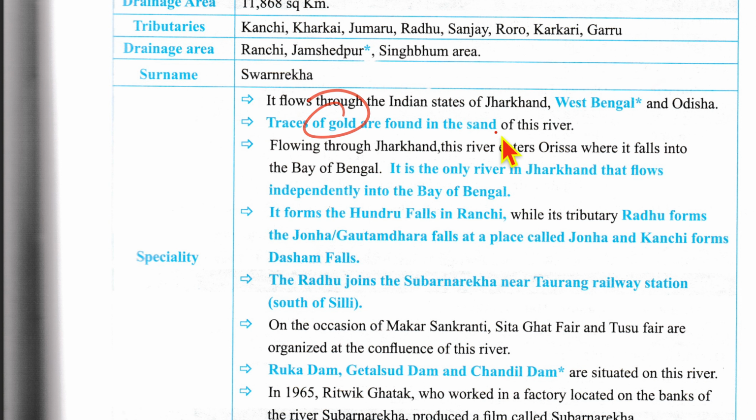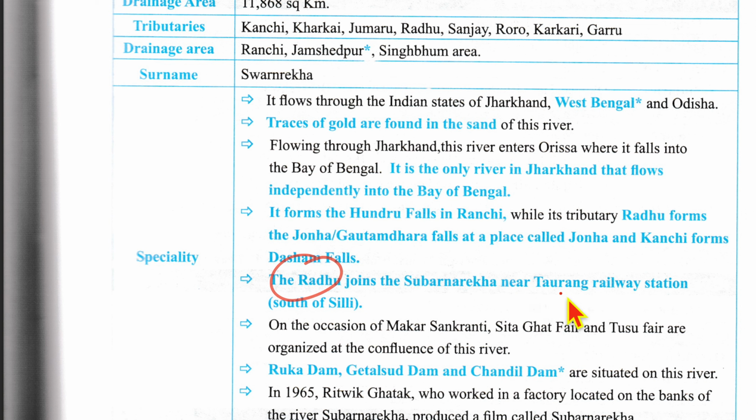Now its speciality is that it flows through the Indian states of Jharkhand, West Bengal and Odisha. Traces of gold are found in the sand of this river. Flowing through Jharkhand, this river enters Odisha where it falls into the Bay of Bengal. It is the only river in Jharkhand that flows independently into the Bay of Bengal. It forms the Hundru Fall in Ranchi, while its tributary Randu forms the Jona or Gautam Dhara Fall at a place called Jona, and Kanchi forms Dasham Fall.